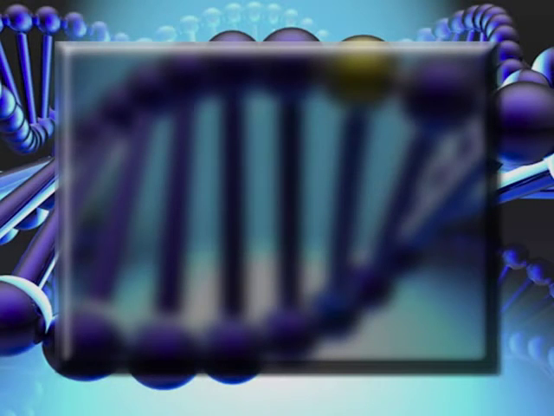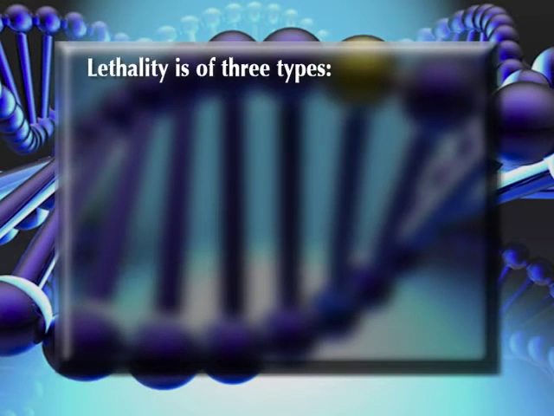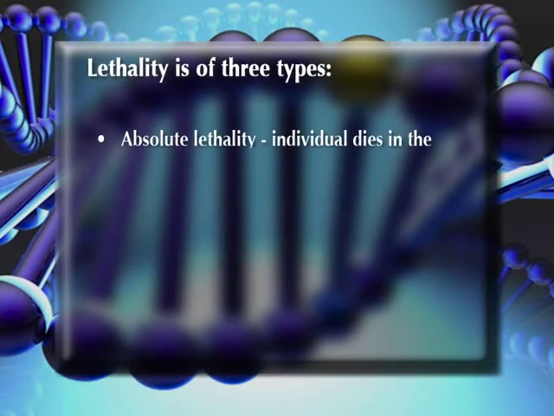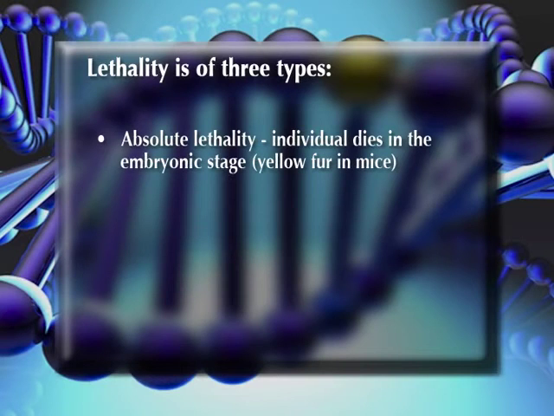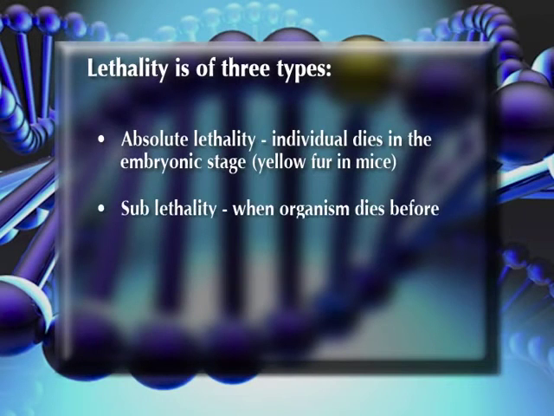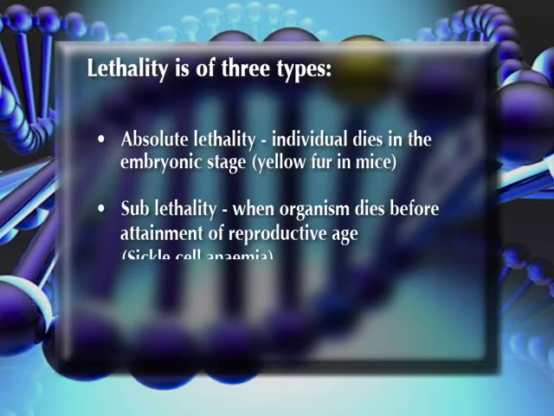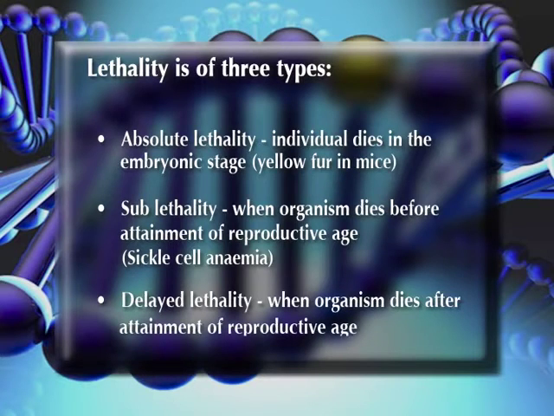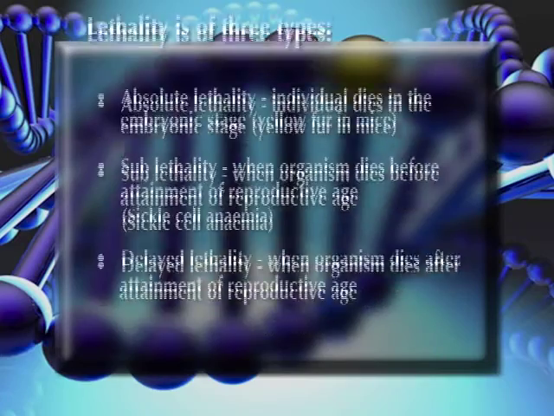Depending upon the period when lethal genes become fatal, lethality is of three types. Absolute lethality: here the individual dies in the embryonic stage. For example, yellow fur in mice. Sublethality: when the organism dies before the attainment of reproductive age. Example, sickle cell anemia. Delayed lethality: when the organism dies after the attainment of reproductive age.